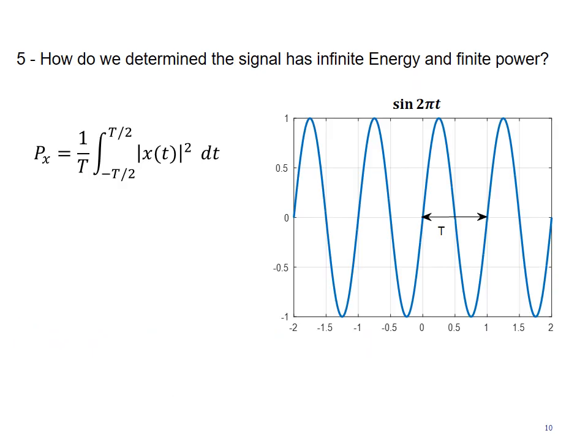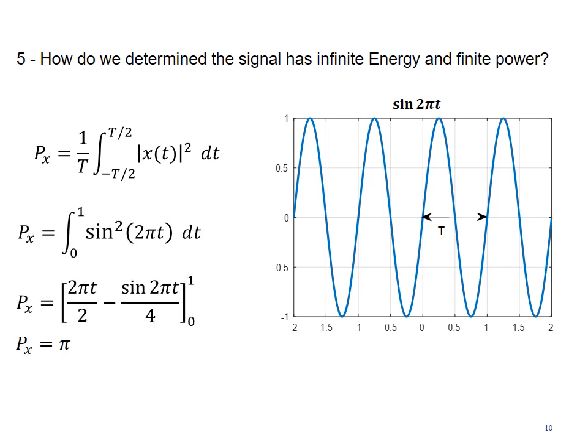So let us compute the average power of the signal given in the previous slide, which is sine 2 pi t, and you can compute the average power by taking any one complete cycle, for example from -1 to 0 or 0 to 1 or 1 to 2, whatever, right? So I am taking one cycle from 0 to 1, so the time period of the waveform is equal to 1 second, and substituting the values in the formula, the integral limits are from 0 to 1, and the integral of sine square 2 pi t would be this one. After substituting the limits, you can find the average power, which came out to be pi.